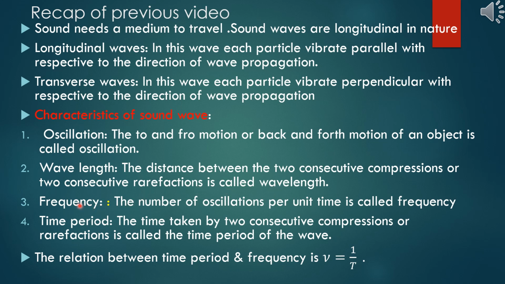The third one you have learned is frequency. The number of oscillations per unit time is called frequency. The fourth characteristic is time period, that is, the time taken by two consecutive compressions or rarefactions is called the time period of the wave. And the relation between frequency and time period you have also learned, that is nu is equal to 1 by T. Nu we denote as frequency, and time period we denote as T. So nu is equal to 1 by T is the relation between time period and frequency.